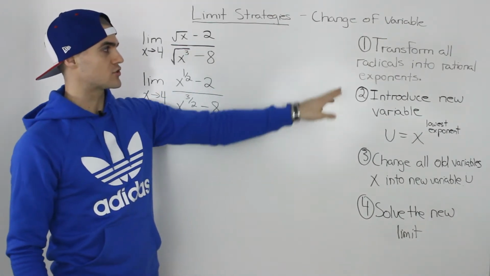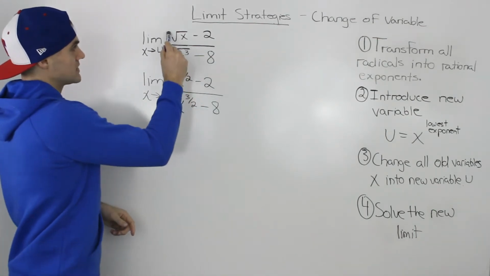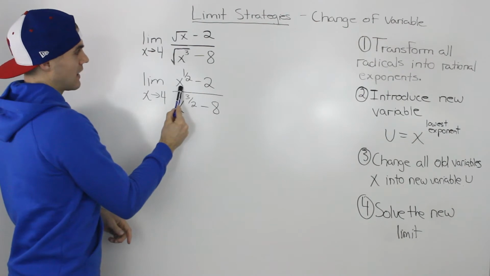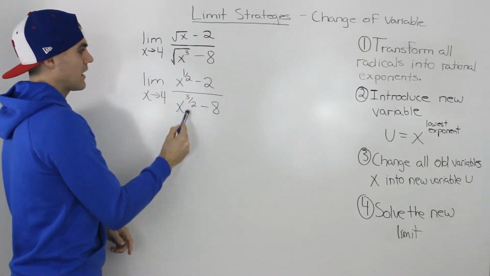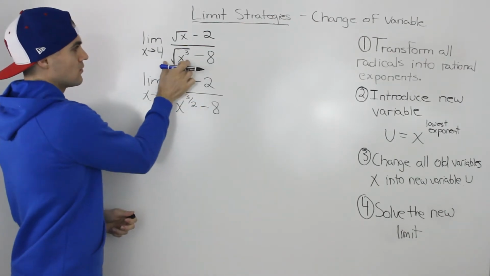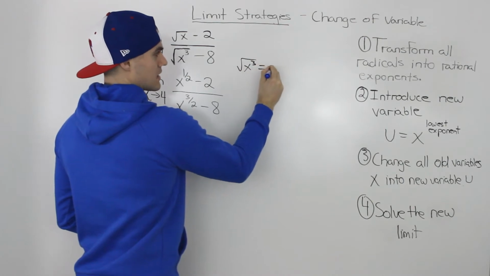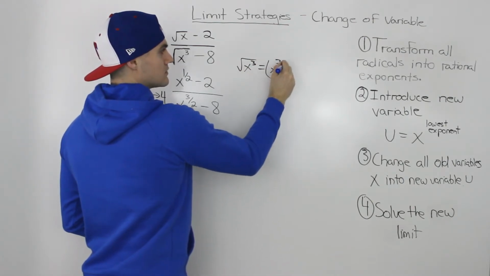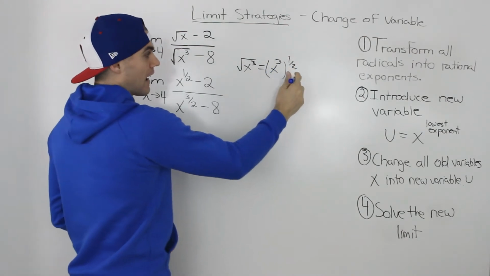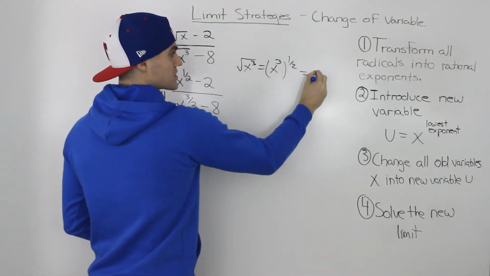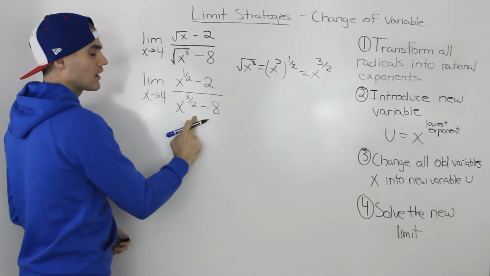The first step is we have to transform all the radicals in the limit into rational exponents. So we take the square root of x and change it to x to the power of a half, and we take the square root of x cubed and change it to x to the power of 3 over 2. This expression, the square root of x cubed, is the same as x to the power of 3, to the power of a half, right? The square root is the same as to the power of a half, and then we can just multiply those exponents and we have x to the power of 3 over 2. Hence what I got right there.